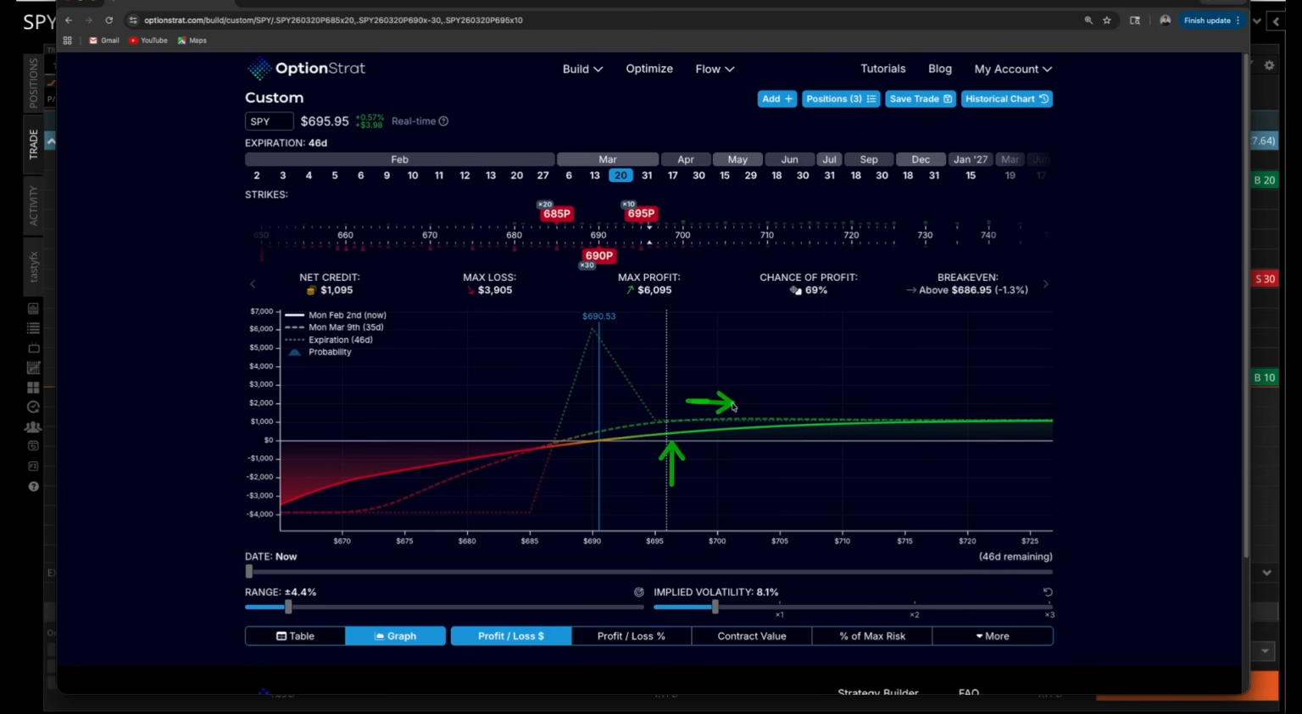And we know that implied volatility usually goes down as the price of SPY goes up. And so if that were to happen, we can see that this structure would make money pretty early on in the trade and become very profitable.